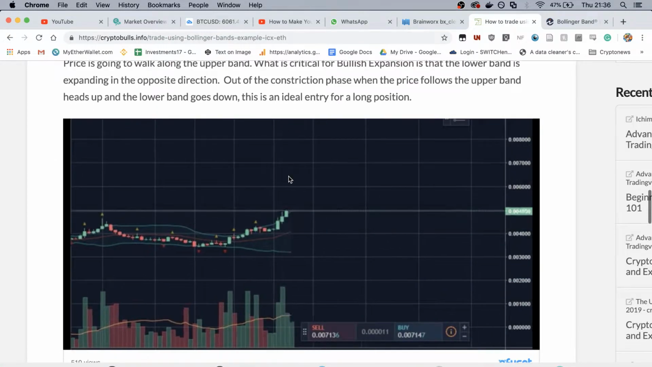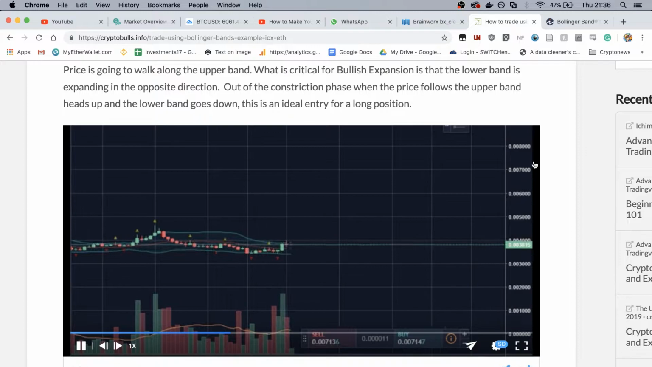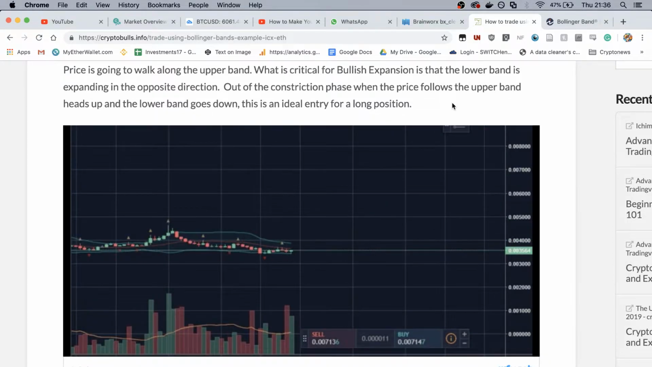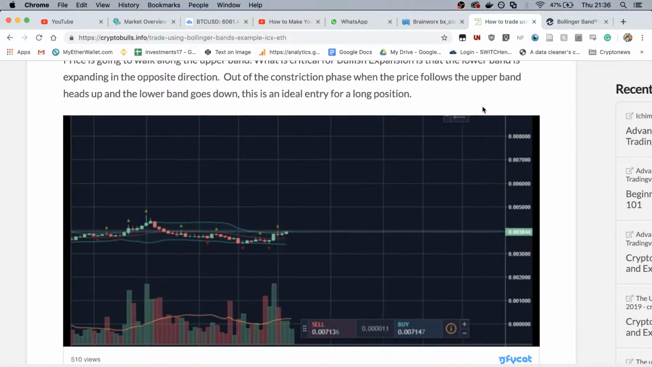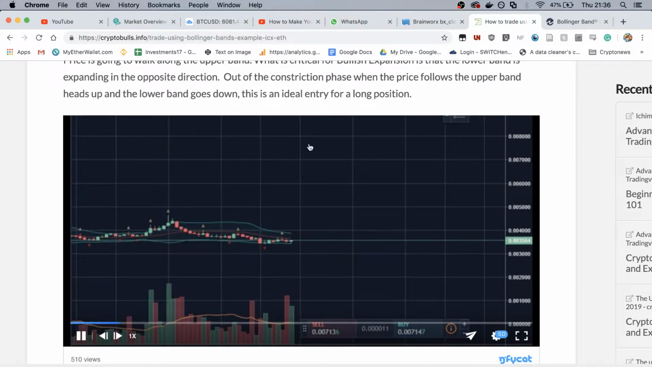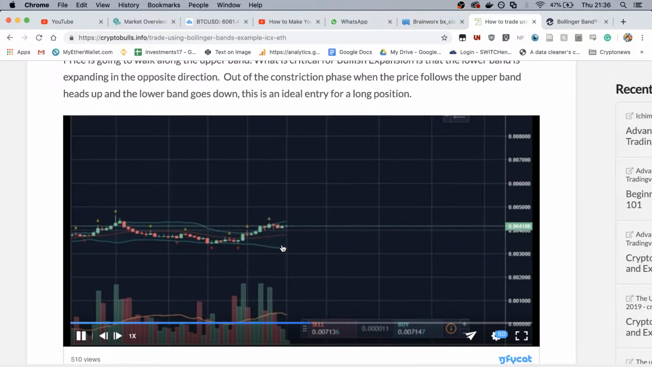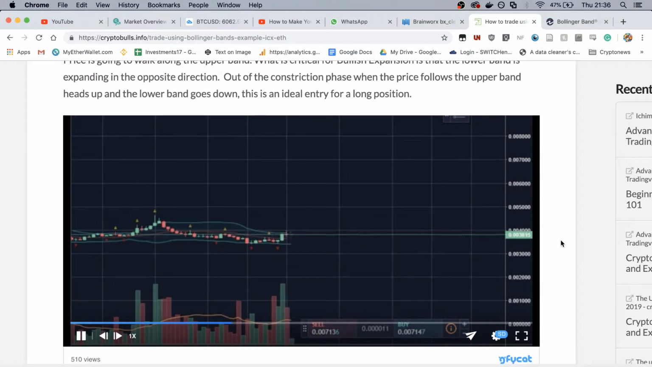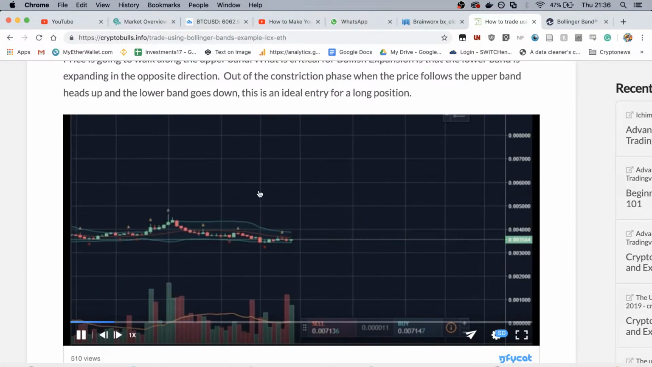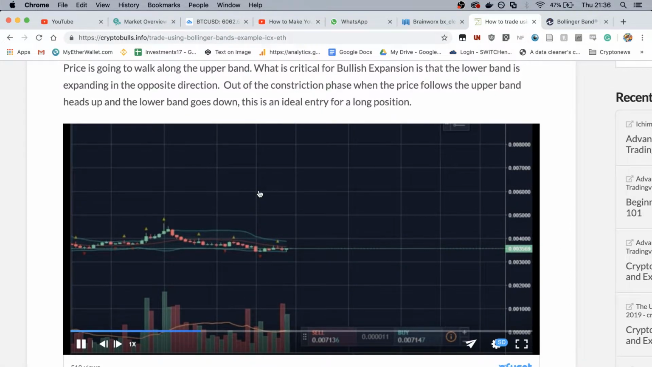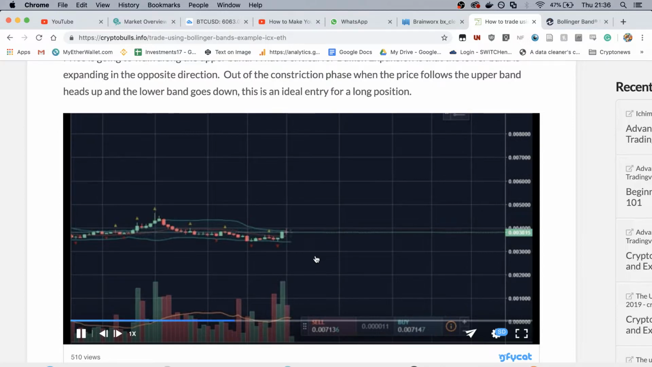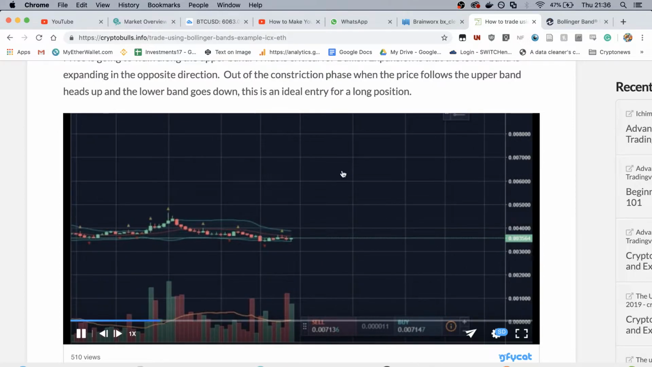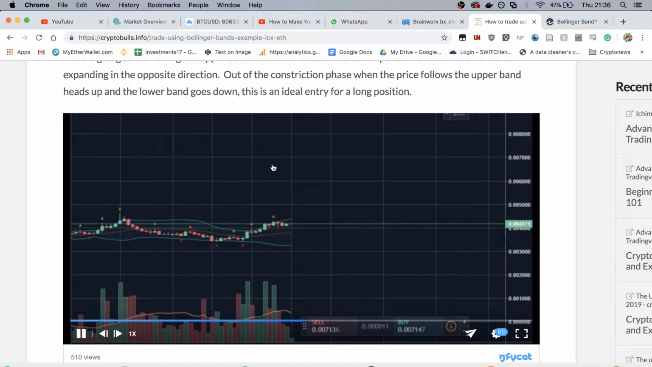Bullish expansion. Price is going to walk along the upper band, and what is critical for the bullish expansion is that the lower band is expanding in the opposite direction. So when the upper band is moving up, the lower band moves in the opposite direction down. An important aspect with the bullish expansion is that when the lower band moves down, as soon as it curves back up, then the bullish move is probably finished and it will move into a more sideways pattern and a bit of a correction.